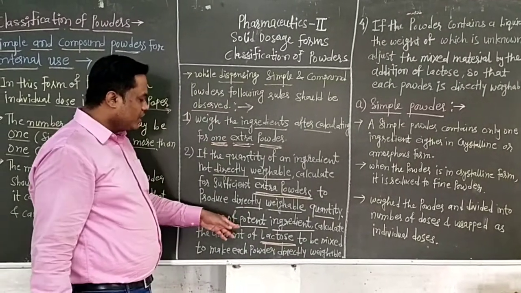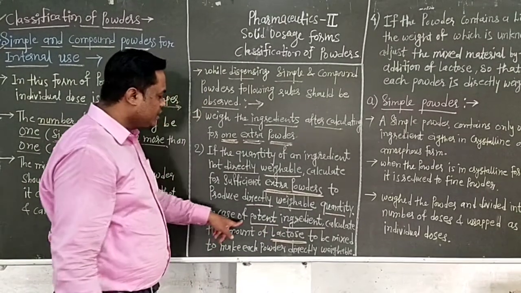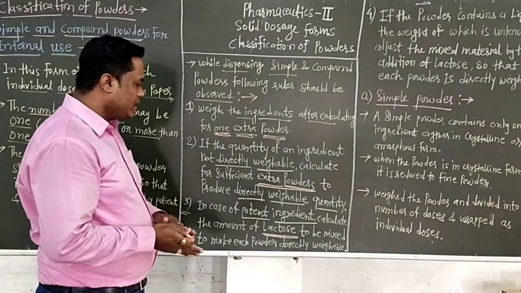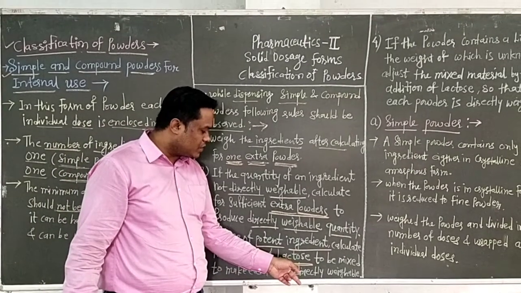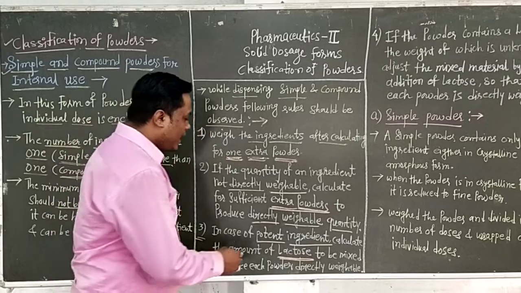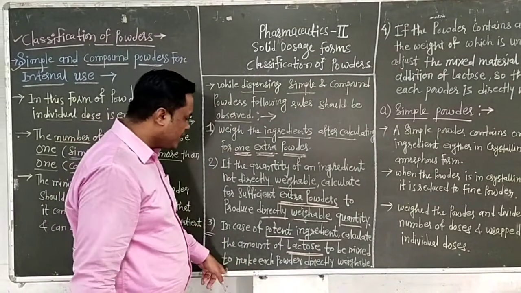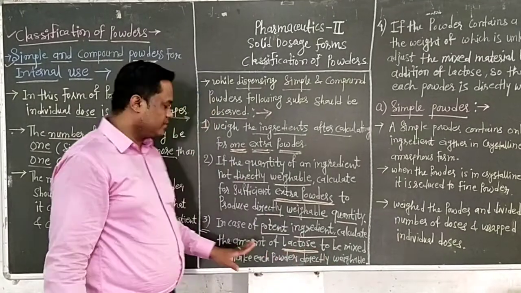Because in this case, the potent ingredient means a very small amount of drug is present to do the pharmacological action. If it is not weighable on the weighing balance, then calculate the amount of lactose. Lactose has no pharmacological action; it is only added to potent ingredients to make a weighable quantity, to be mixed to make each powder directly weighable on the weighing balance properly.